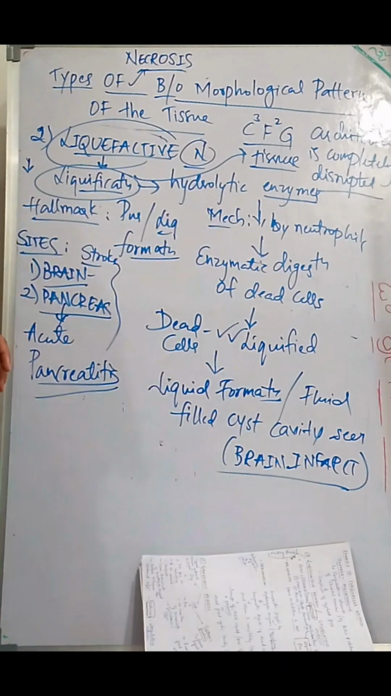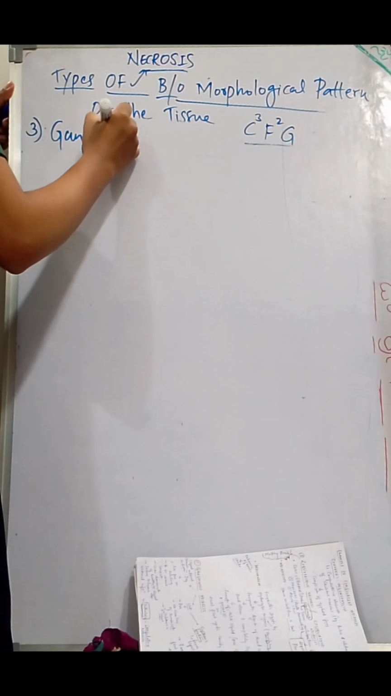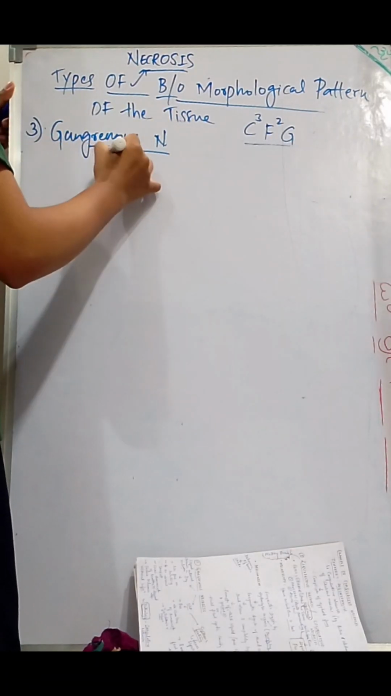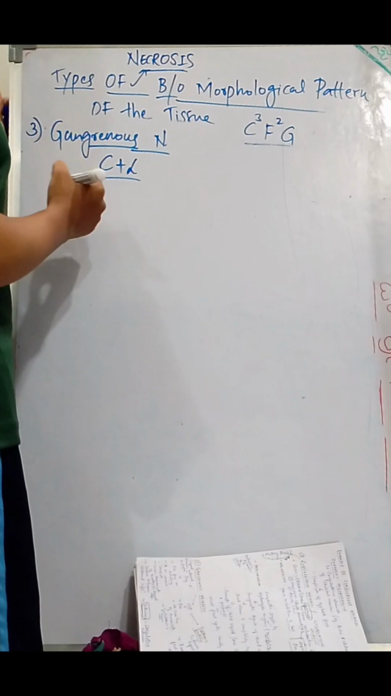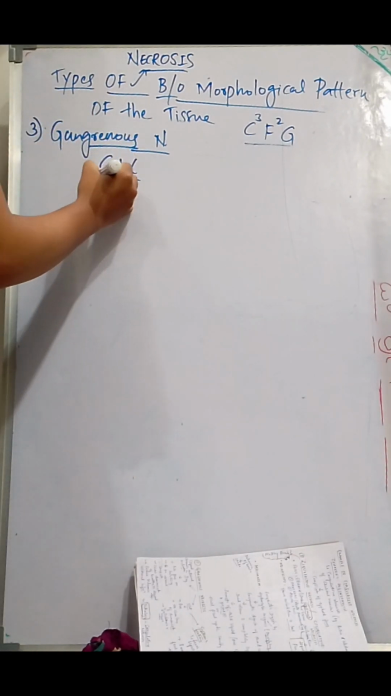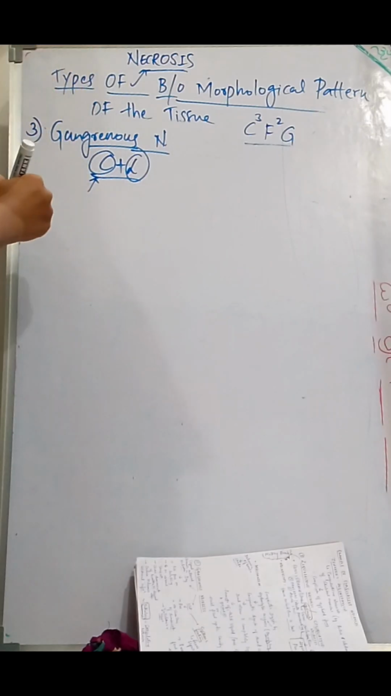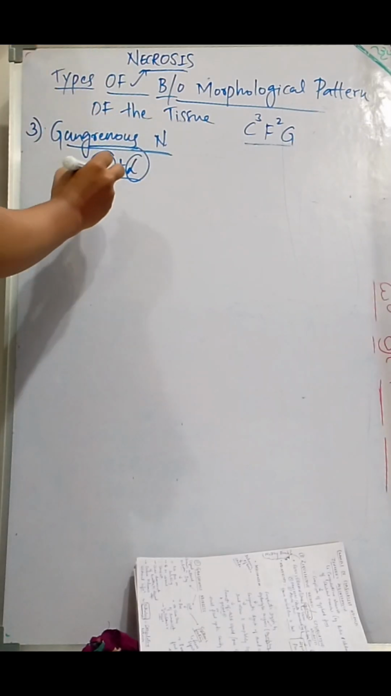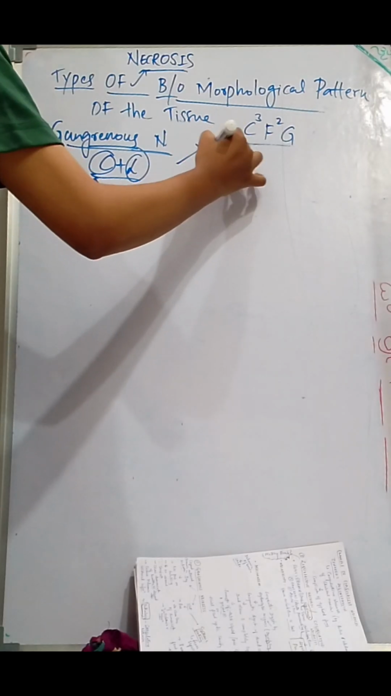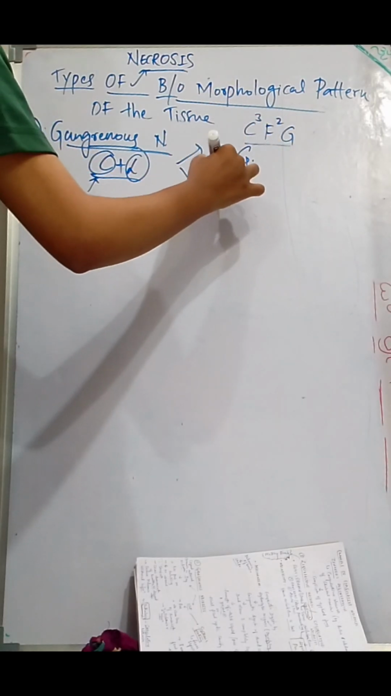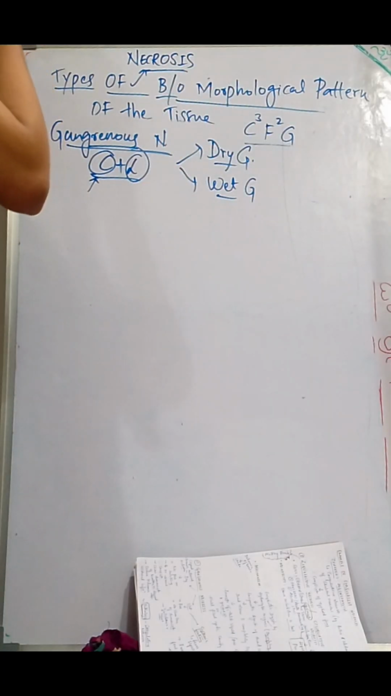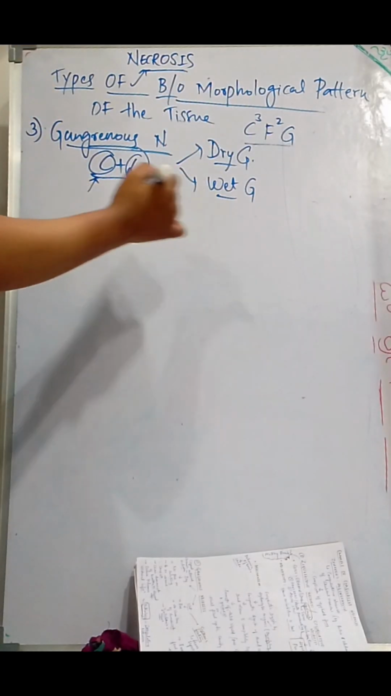So this was all about the third type of necrosis, that is gangrenous necrosis. Gangrenous necrosis is the combination of coagulative and liquefactive necrosis. Here, a lot of coagulative necrosis and a bit of liquefactive necrosis. So the gangrenous necrosis is of two types, that is dry gangrene and wet gangrene. So let's see the difference between the dry gangrene and the wet gangrene.